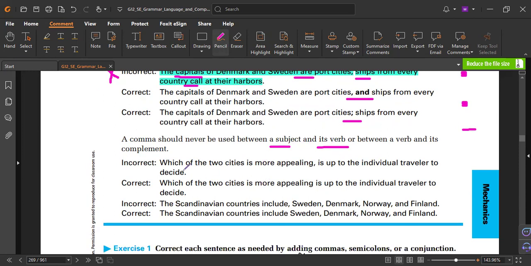The next one: a comma should not be used between a subject and its verb. For example, here, "which of two cities is more appealing is..." If you imagine this one, why should you separate the subject from the verb? Here your subject is a clause, a noun clause. So why should I separate the subject from the verb by only one comma? It's not acceptable. So this is called non-standard style. So you must delete the comma.